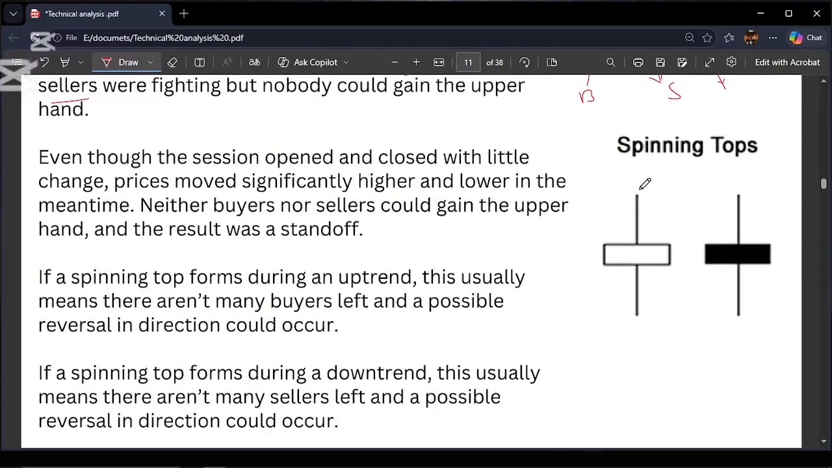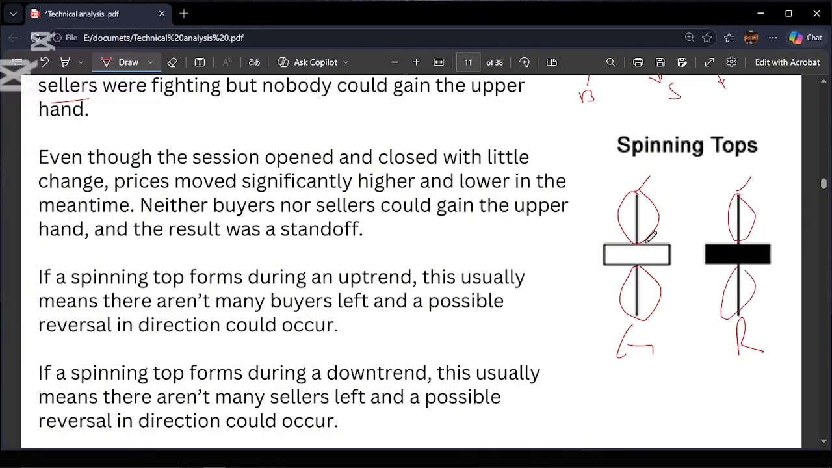Before that, you should get to know what a spinning top looks like. I made this one white and this one black because the color doesn't matter. The white one is a green one in our Japanese candle charts, and the black one is a red one. It has a long upper wick and a long lower wick. I call them shadows, but we can also call them wicks.